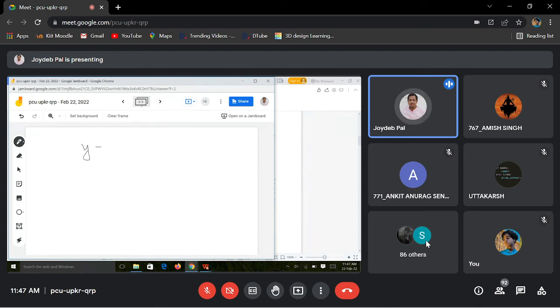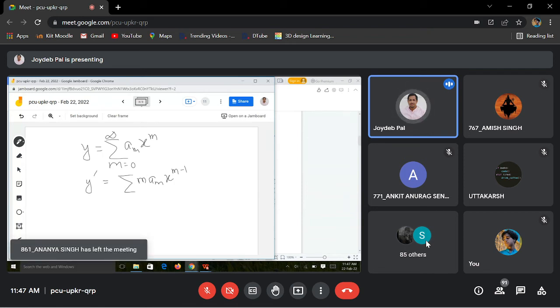If y equals the summation from m = 0 to infinity of a_m x to the power m, then y dash will be... Look, differentiate the general term inside the summation. What will it become? m a_m x to the power m minus 1. That is a simple thing. You differentiate the general term.